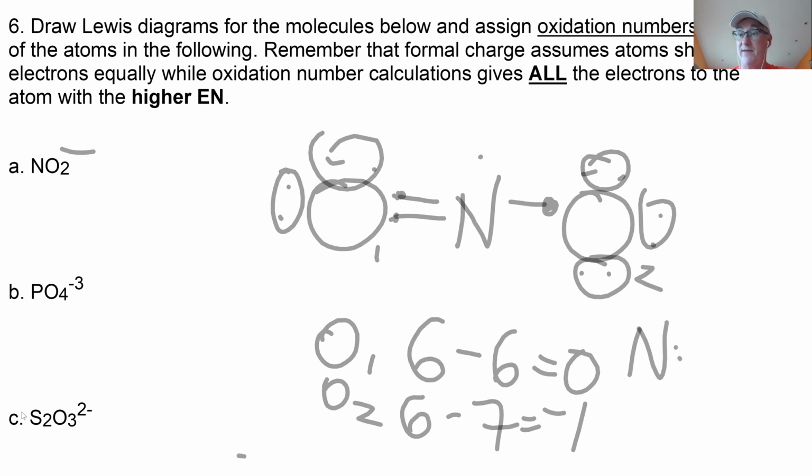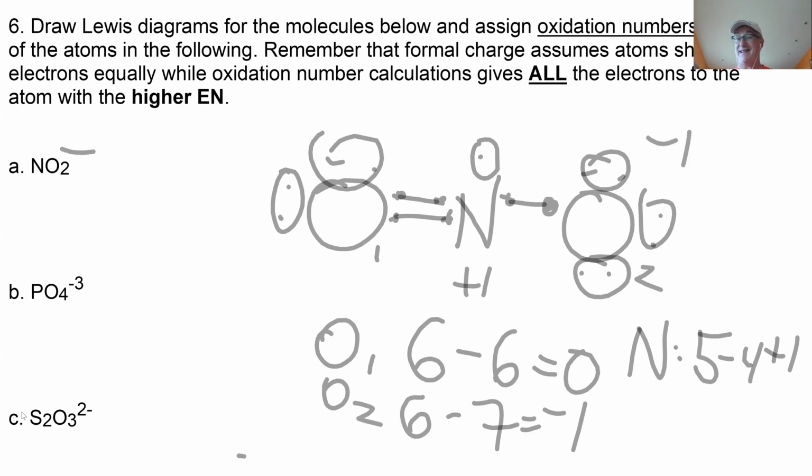It's supposed to have how many valence electrons? 5. And how many does it have? 4. It's got 1, 2, 3, 4. So its charge is +1. So we've got a charge of +1 on the nitrogen and -1 on the oxygen, and that balances out. That gives you a total charge of 0. Those are our formal charges.